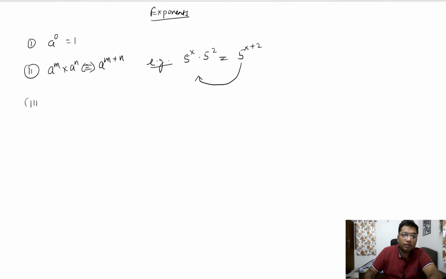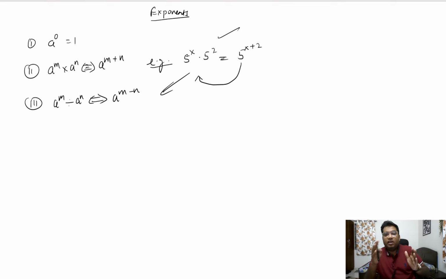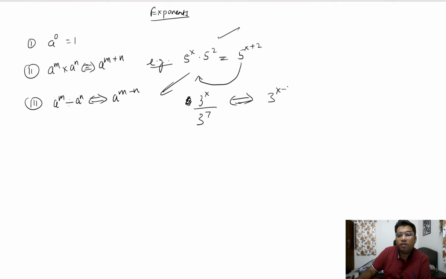Let's move to the third identity. Something very similar. a to the power m divided by a to the power n again can be written as a to the power m minus n. Same example applies to this one as well, except here there is a minus sign. So something similar will happen in an actual question also. So you might have 5 to the power x divided by 5 to the power 2. So you will write it as 5 to the power x minus 2. So for instance, let's take another number, 3 to the power x by 3 to the power 7. So you can write it as 3 to the power x minus 7.